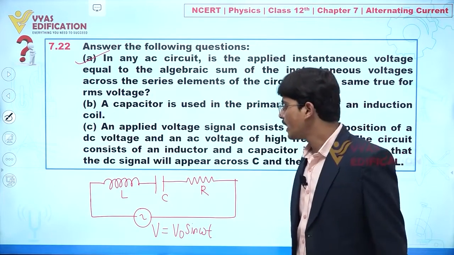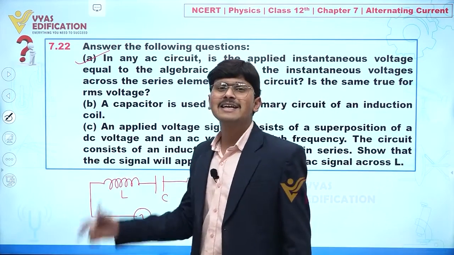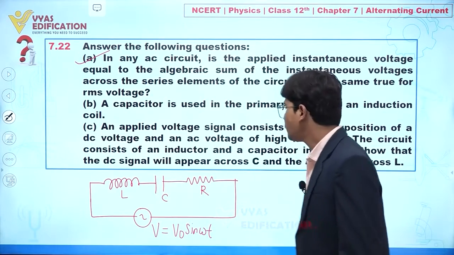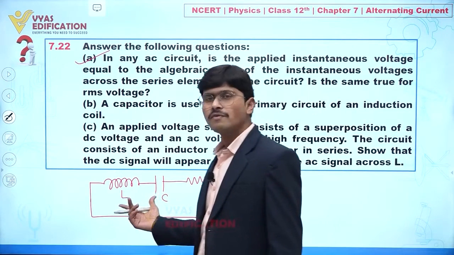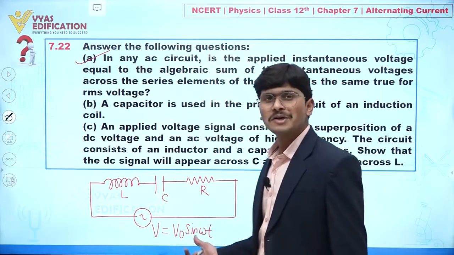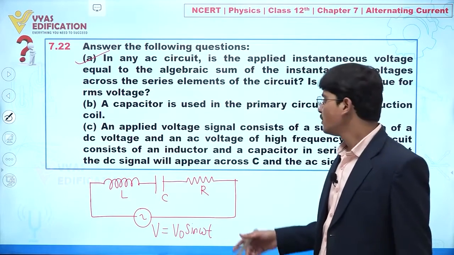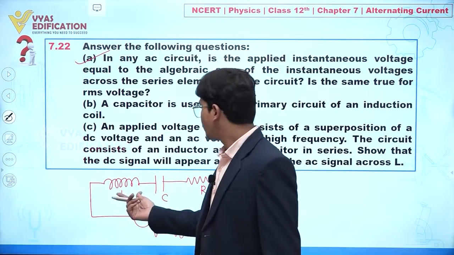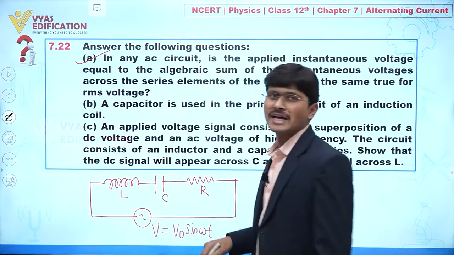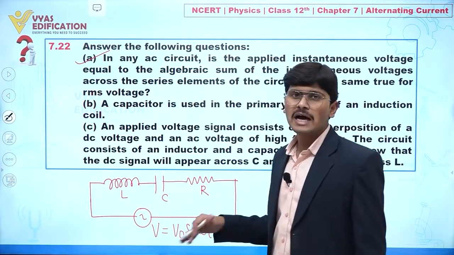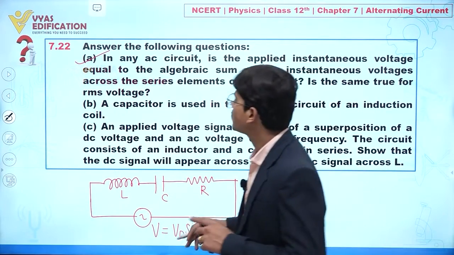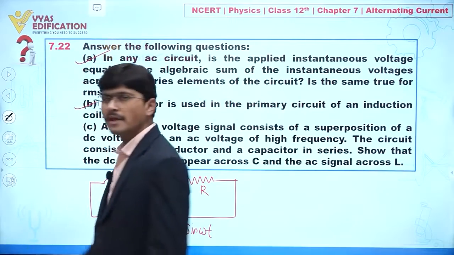So at the time you have to find the resultant voltage, clear? And at the time you can say VR and the resultant of VL and VC are perpendicular to each other, so directly you cannot say that V equals VL plus VC plus VR, clear? So we cannot say this for RMS voltage. Yes, for instantaneous voltage this statement is correct, clear?